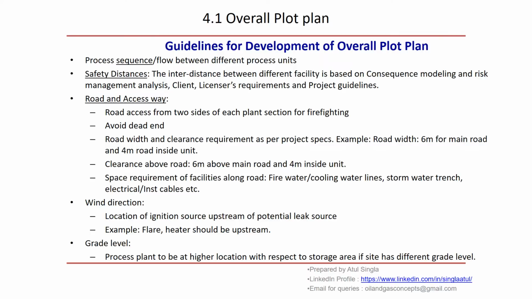Clearance above road is 6 meters on the main road and 4 meters on secondary roads. Okay, so width and clearances we need to follow as per specifications. Space requirement of facility along road: we need to finalize the spacing requirements along the road.